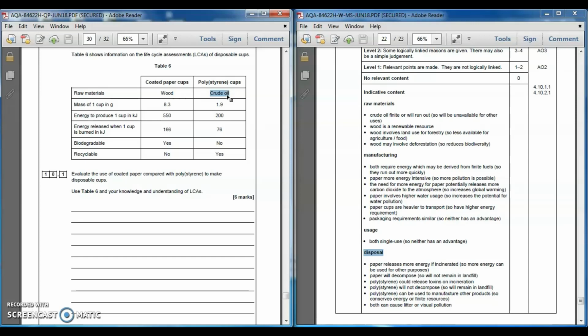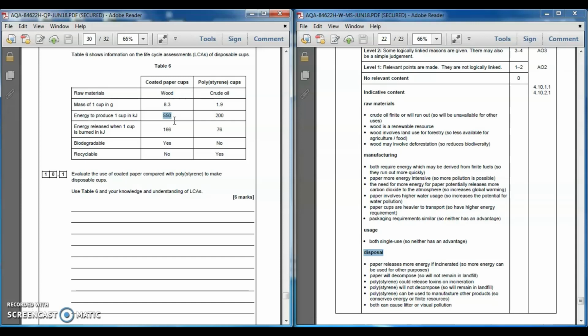Let's look next at the manufacturing. So the energy required to produce the paper cups is far more than the polystyrene. It's one of the points that you could say. It's a much bigger number, which is not necessarily great, is it? When we're looking at the usage, both of them are single use. You're going to throw them away regardless.